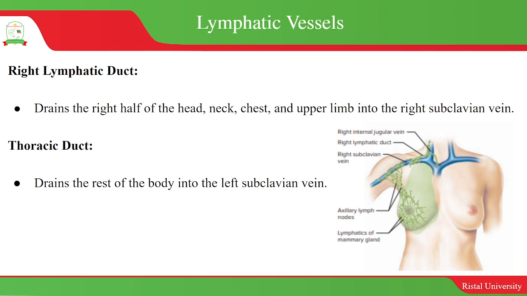So the thoracic duct is the one that empties into the left subclavian vein, and that lymph comes from the rest of the body, apart from what I've just described earlier: the right half of the head, the neck, chest, and the upper limb. So this part here, if you can see my cursor, is where the lymph drains into the right subclavian vein. So that means that the left subclavian vein is the one that drains much of the lymph.